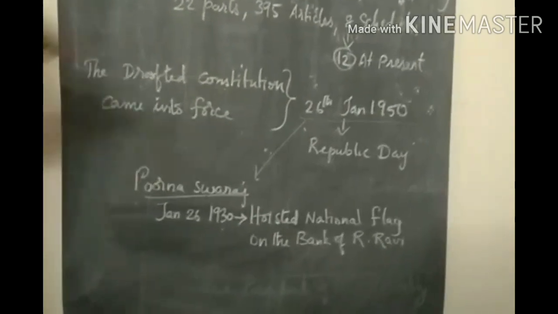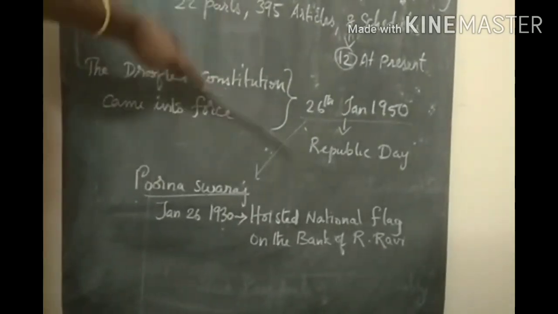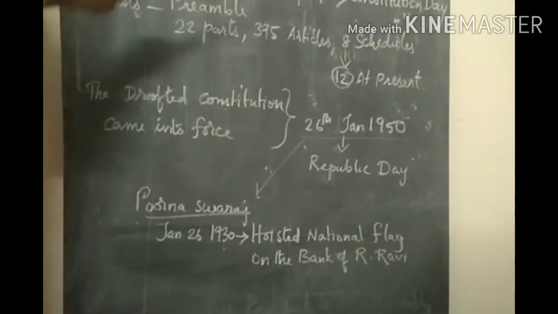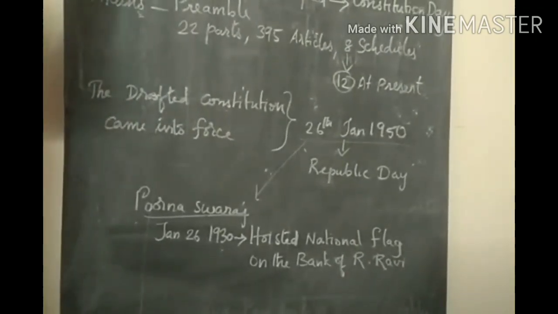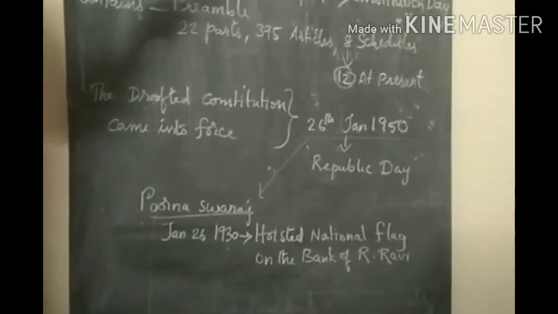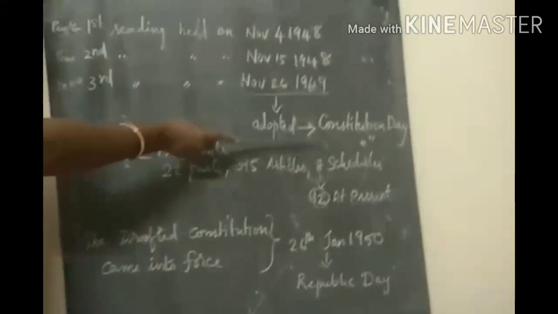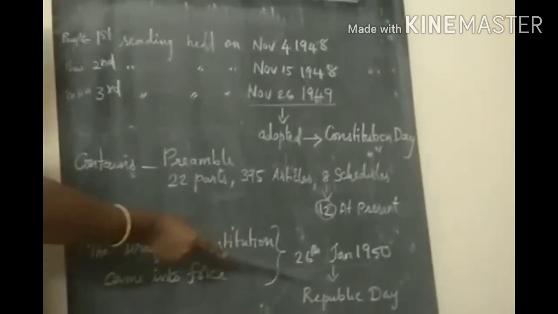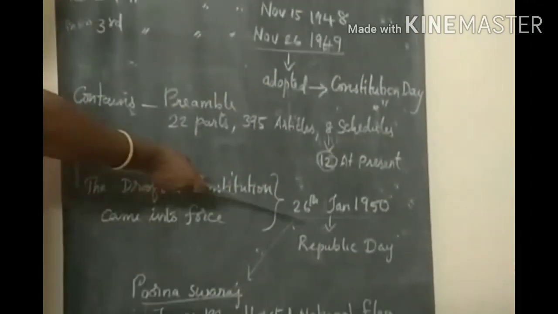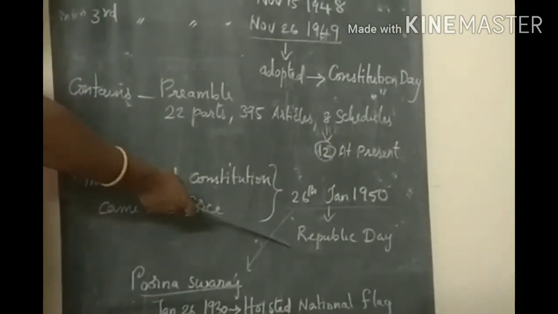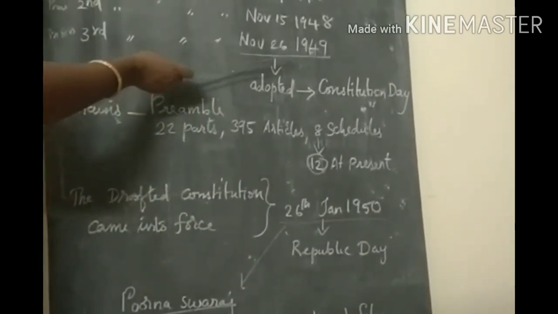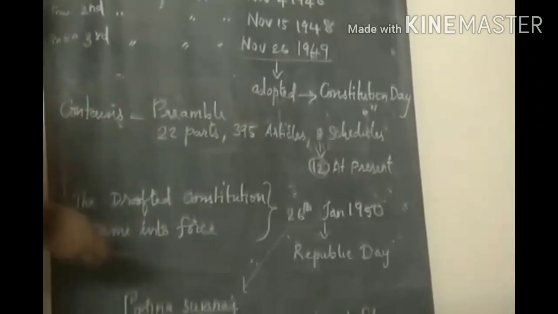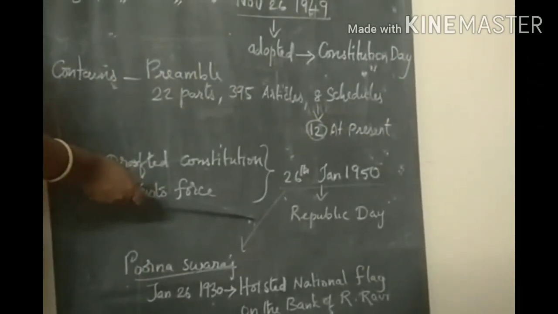Okay, so you have to see the difference between these. Which day was observed as Constitutional Day? When our constitution was adopted, that day was considered as Constitutional Day. When it came into force, that day was considered as Republic Day. Which day was observed as Constitutional Day? November 26, 1949. Which day was considered as Republic Day?